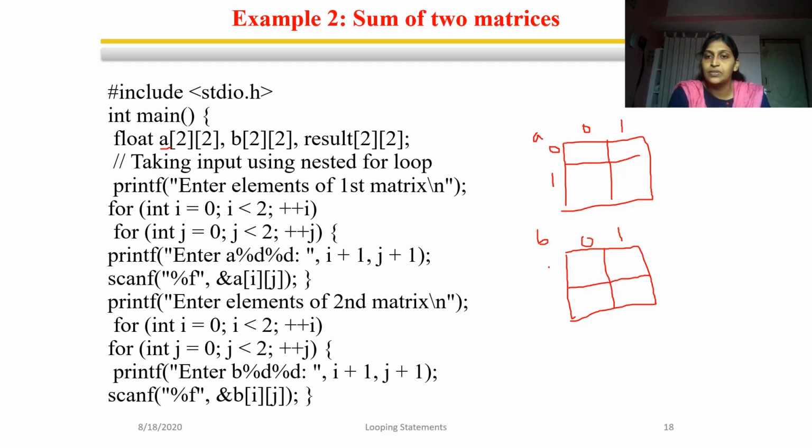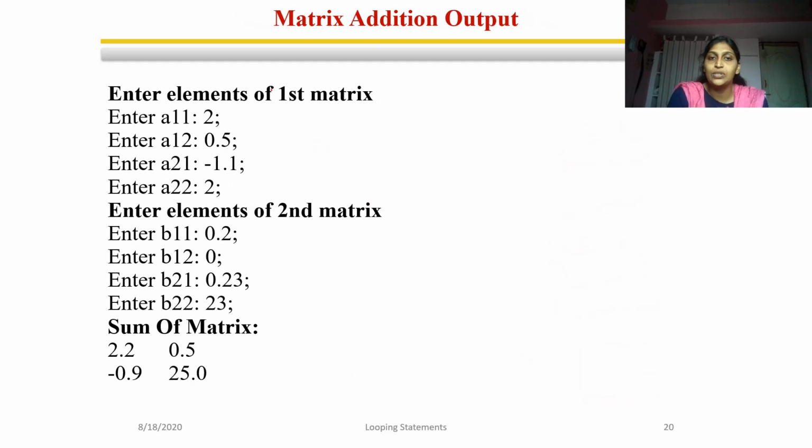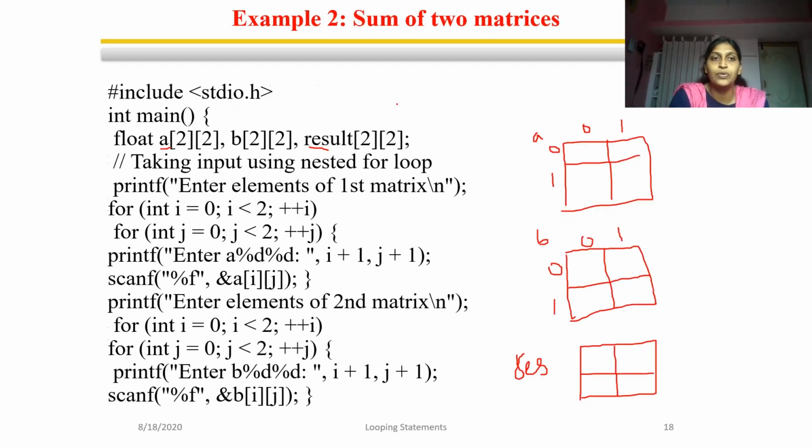The first value is 0. Then we have 1. Here we get 0th row and first column. Then again for result, another array we are using for result. Same. Now the first line, "enter the elements of the first matrix". So it will display the output first line, enter the elements of the first matrix.